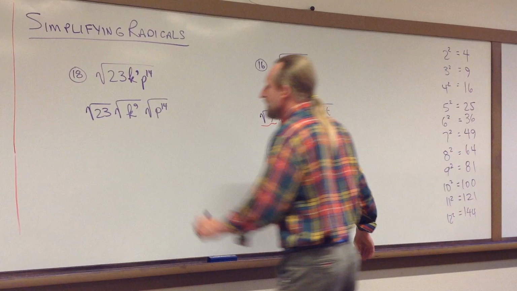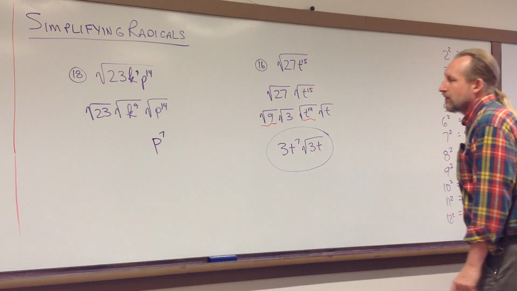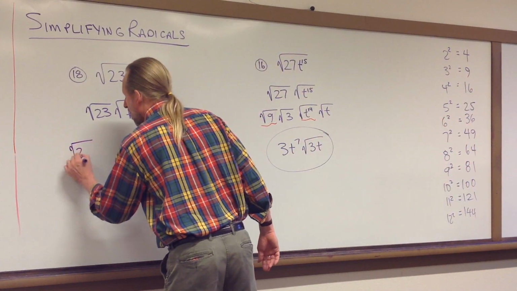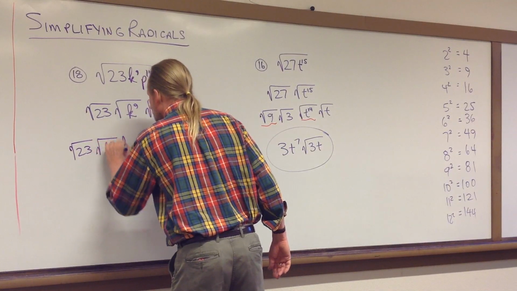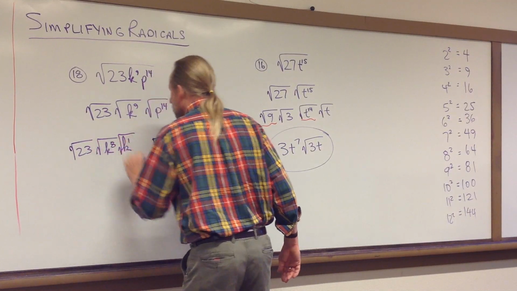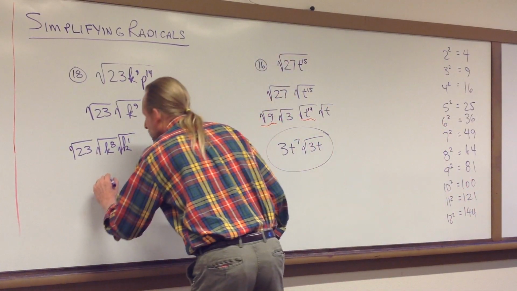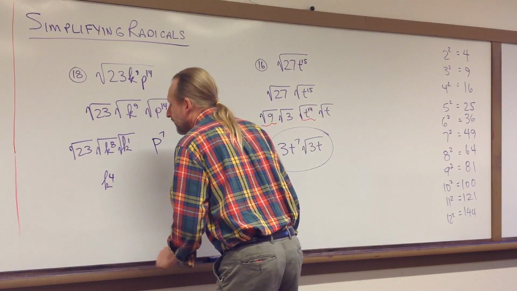This p to the 14th, square root of p to the 14th is going to be p to the 7th power. Here, with the k to the 9th, we want to split this up into k to the 8th times k to the 1st. Because this k to the 8th power is a perfect square, and we can square root it as k to the 4th.